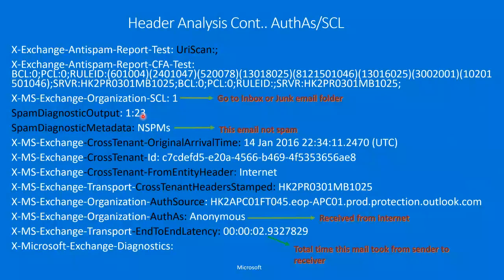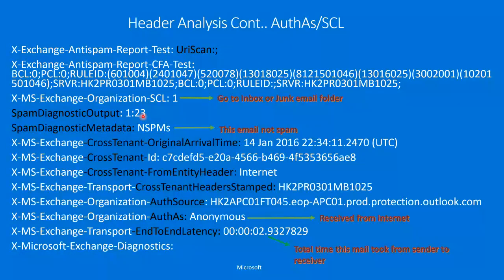So SCL values, which we discussed: -1 and 1 are non-spam emails. It will show us NSPM if the email is treated as quarantine, or if it has been moved to a spam folder, it will give SPM or HSPM, which is nothing but spam and high spam. And if we have an email treated as a spoof, it will have a category called SPOOF. And if the email is treated as phish, the category of that email which you can determine from headers is PHSH, phish.